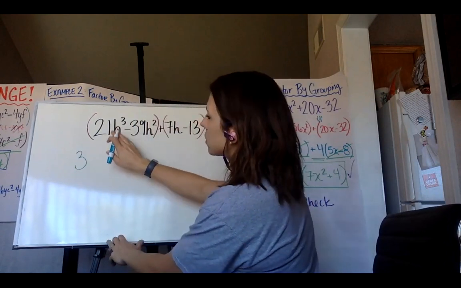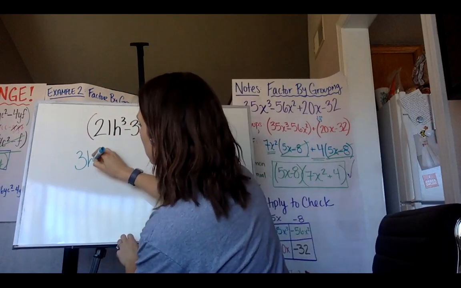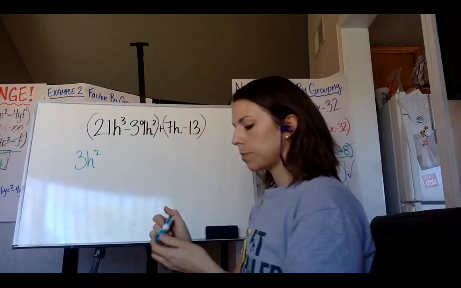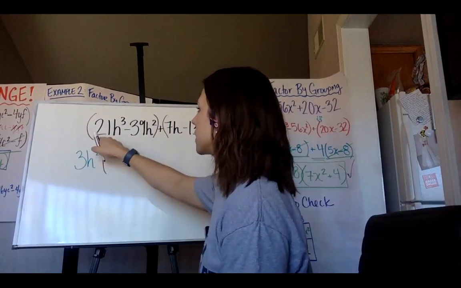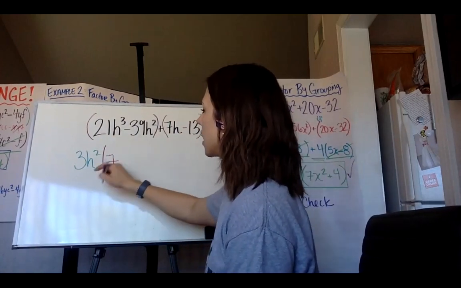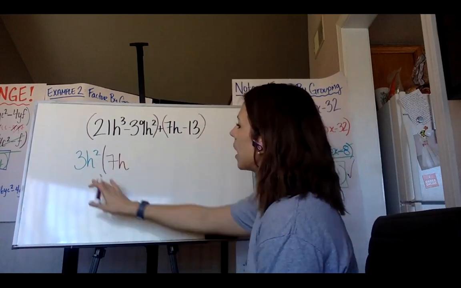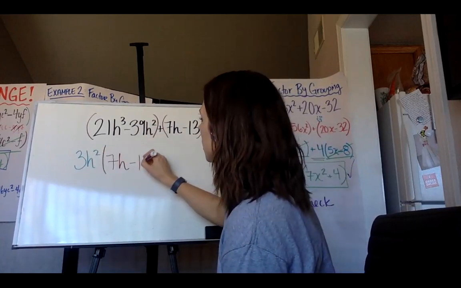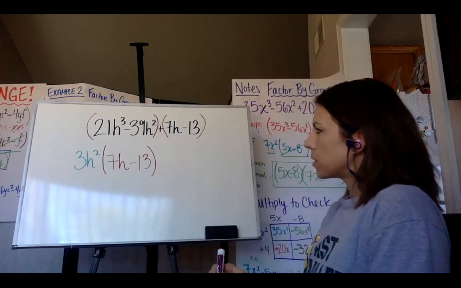And then I know this has 3 h's and this has 2, which means they at least have 2 in common. So I'm factoring out 3h squared. When I factor out 3h squared, what does that leave me with? Well, 3 times 7 is 21. And I took 2 of the h's out, but that leaves 1 h behind. And 3 times 13 is 39. And h squared, I took all that out. So I'm left with 7h minus 13.